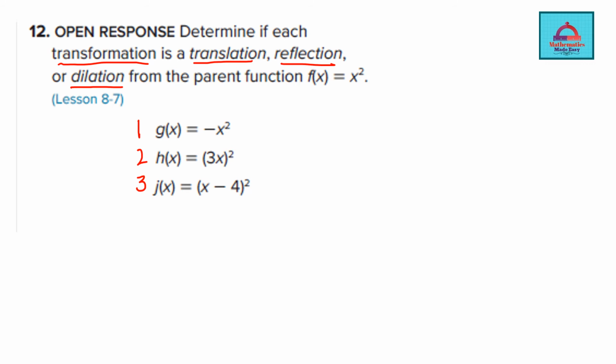So let's see what is our parent function here. So parent function is just like the original function. Here it is x square. It's a quadratic function. So definitely the graph is going to be a parabola. It will be a U-shaped curve. You can draw the graph if you want, but here this question doesn't want the graph. It just wants you to identify and match which one is which transformation out of this.